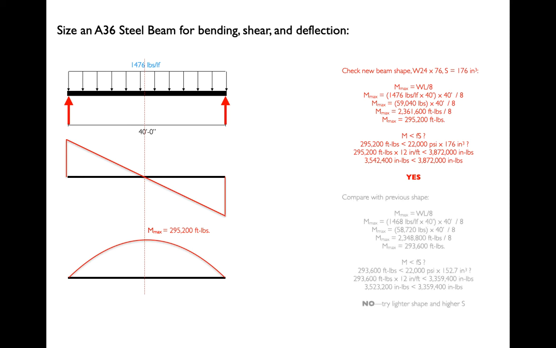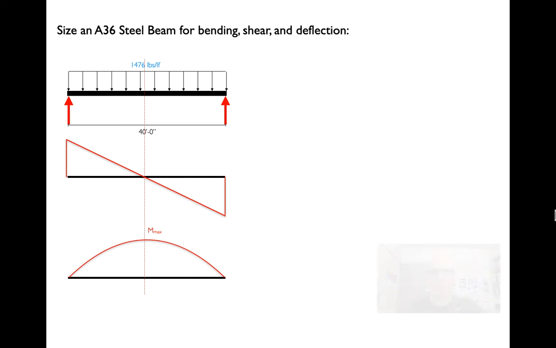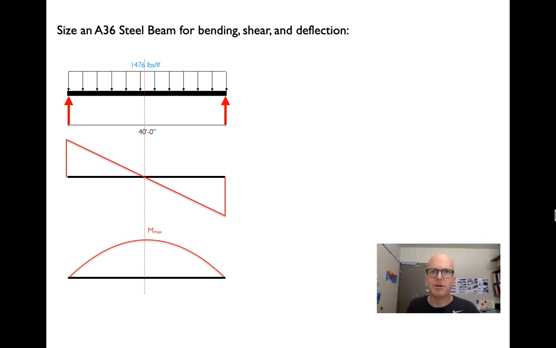Just for giggles, compare that with the previous shape, maximum moment of 293,000 foot-pounds. And as you can see, we had a much, much lower section modulus. So we've gone up modestly in the weight that we're adding to the beam and the moment that implies, but we've gone up a great deal, 152 to 176 in terms of S, and therefore we now have a shape that works in bending. So we still need to check for shear and deflection with the new load, the dead weight of the beam, in addition to the live load.